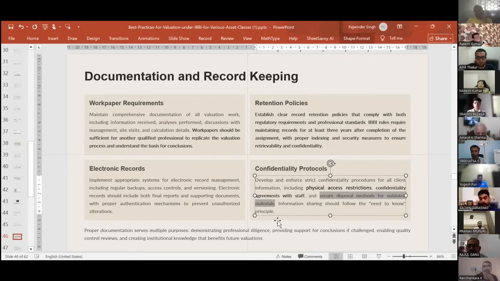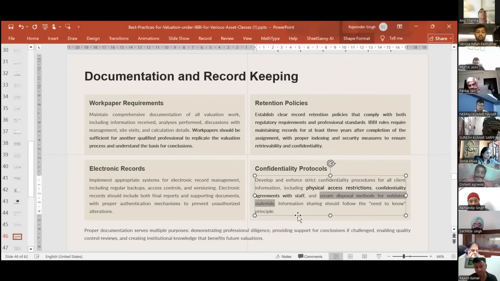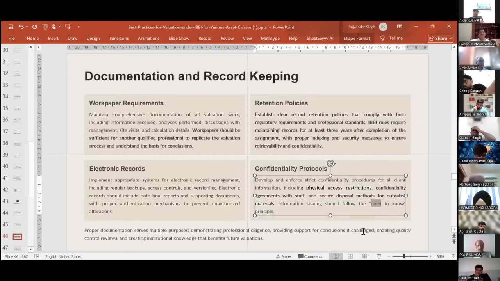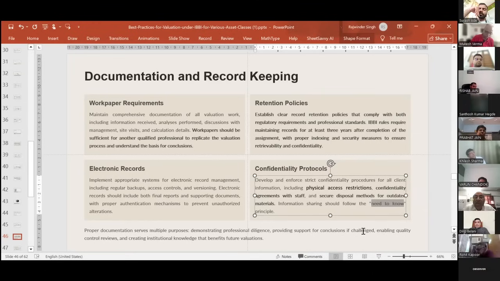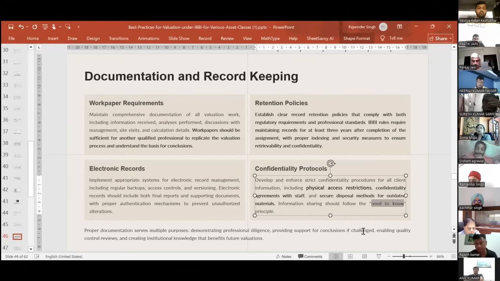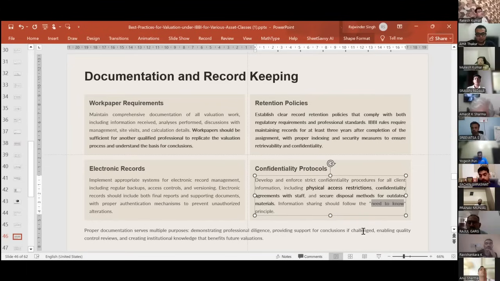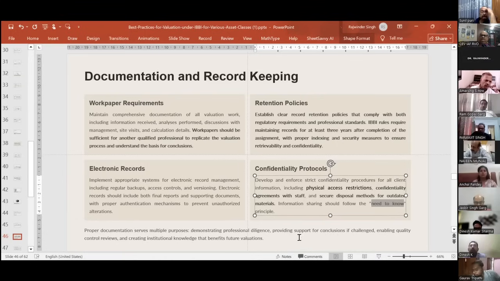So information sharing should follow the need to know principle. That is important. So proper documentation serves multiple purposes, demonstrating professional diligence, providing support for conclusion if challenged, enabling quality control reviews, and creating institutional knowledge that benefits future valuations.